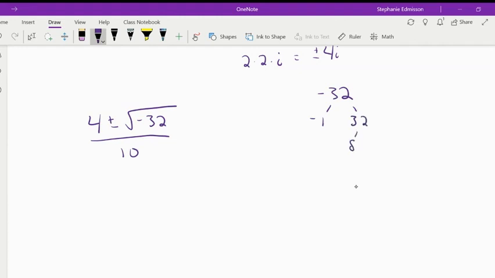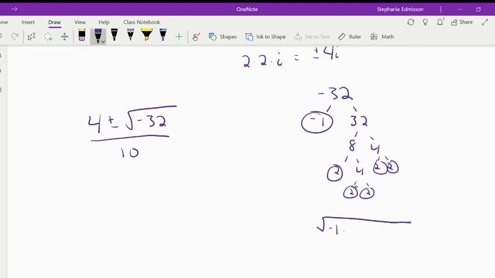32 is 8 times 4. 8 is 2 times 4. 2 is a prime. 4 is 2 times 2. Those are primes. And up here, 4 is 2 times 2. Those are primes. Also circle the -1. That's a prime. So over here, I like to simplify my root and then plug it back in, just personal preference. So I have -1 times 1, 2, 3, 4, 5 2s: 2 times 2 times 2 times 2 times 2.